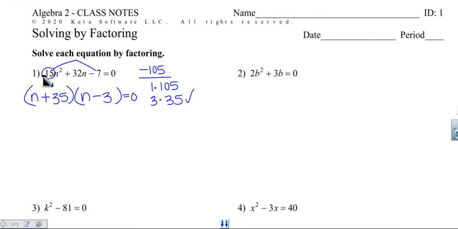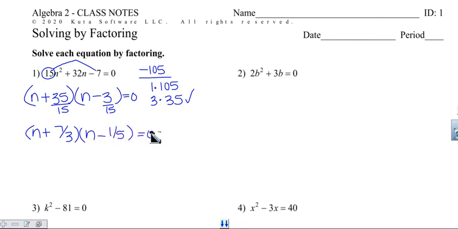Now we're not done with that lead coefficient. Remember, we multiplied it to get this number, but now we're going to take that lead and divide it into each of our factors. Sometimes it'll divide evenly, but in this case it doesn't. So I want you to reduce each of these fractions. The first one will give me n plus 7/3. The next one is n minus 1/5.